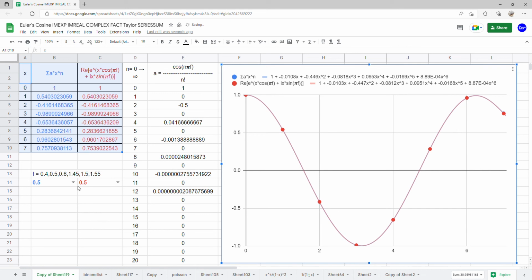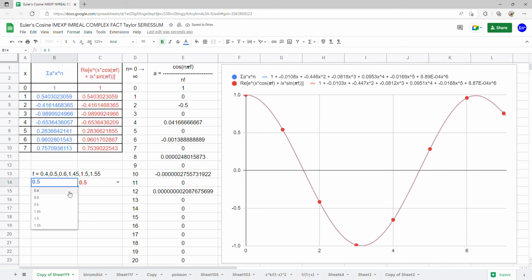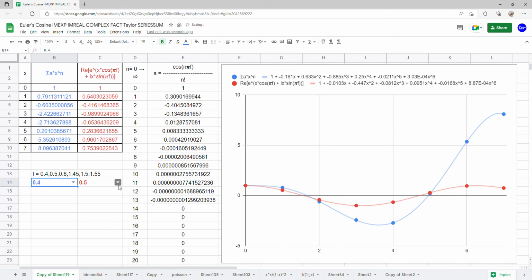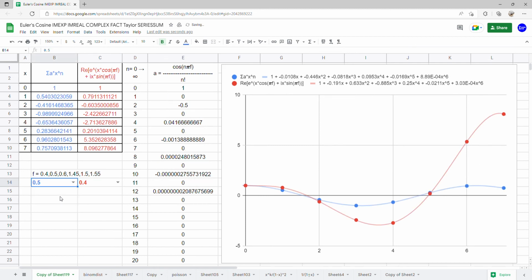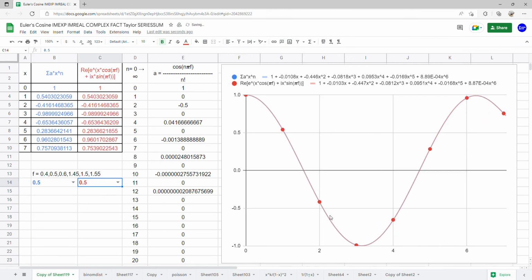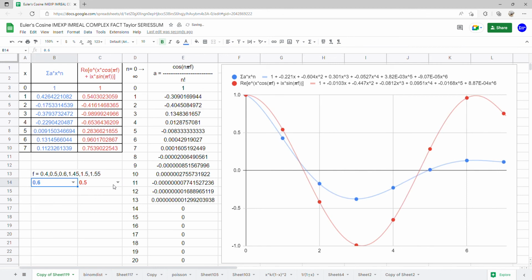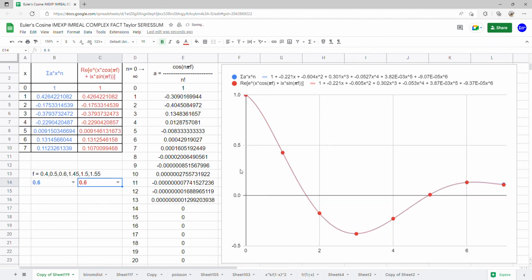Now we can start from 0.4. So f equals 0.4, we also assign 0.4. Now they're the same. At f equals 0.5, you also use 0.5. Now we have a cosine function. You change this to 0.6, which also changes to 0.6. Now they're the same. It's a decaying cosine function.